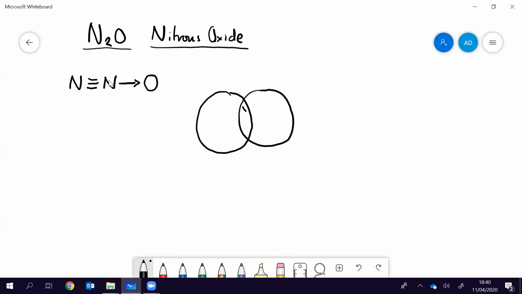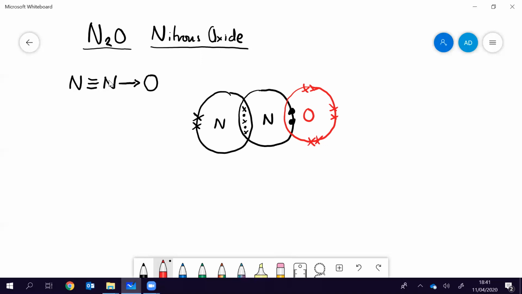you want a triple bond in the middle here. This nitrogen has got 3 electrons there, so it's got 5 altogether, so it's got a lone pair there. This one has got a lone pair here, and this one forms a dative bond. I'll draw the oxygen in red. And the oxygen has got 6 of its own electrons in the outer shell, so that's 3 lone pairs on the oxygen. So that is the structure of N2O, nitrous oxide.